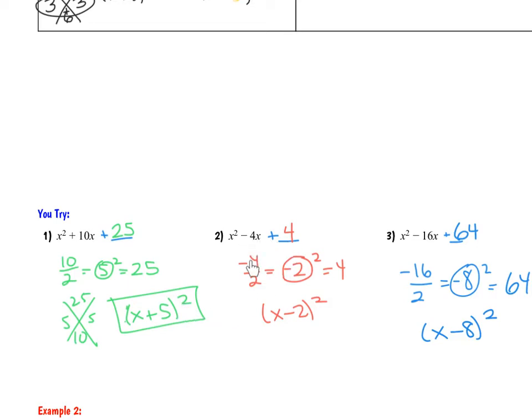For this next one, you take the negative 4 divided by 2, which is negative 2. I circle it for later. Then I square this value. It is now 4, so I add that to the end. Then this negative 2 just goes in here: x minus 2, squared. Again, be careful with the negatives. This last one, you have negative 16 over 2. Take the b value divided by 2, and that equals negative 8. I circle it because it's important. I square it, and that equals 64. So 64 gets added to the back, and then we write the squared binomial as x, and the minus 8 goes down here, squared. Okay, let's do one more example.